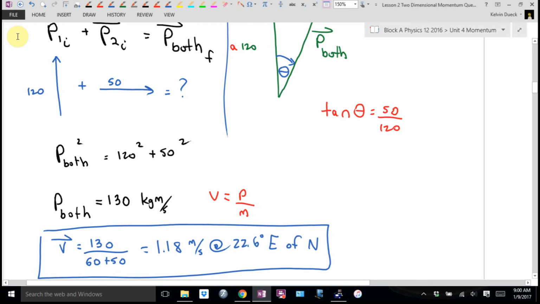To find the velocity, we'll have to divide by the mass. That's only going to give us the speed. To find the velocity, we're also going to have to find a theta. It's a lot of small, complicated steps to get an answer, and the right-angled ones are the easier ones. Let's try another one.